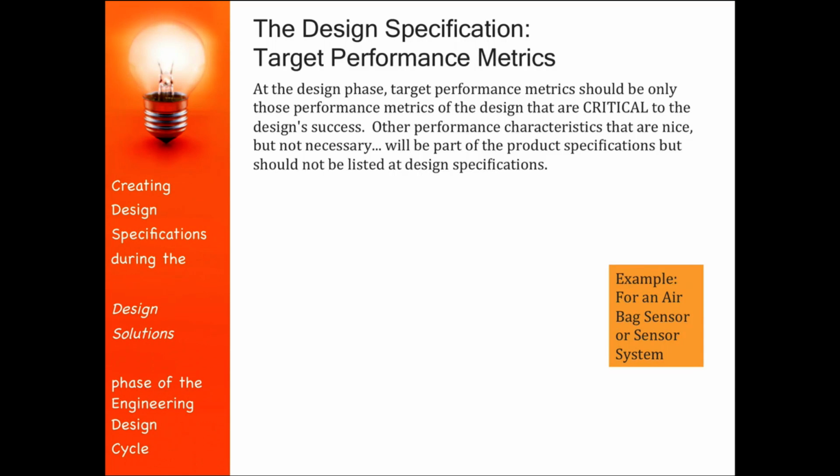Let's now take a closer look at the performance metrics associated with the design specification. These are the aspects of design performance that must be met in order for the design to be deemed successful. Which metrics and how they are quantified naturally depends on the specific design and its application to a product. While it may be tempting to list all desired performance metrics in the design specification, this list must be carefully filtered and separated into those metrics that are critical and those that are nice but not absolutely necessary to achieve.